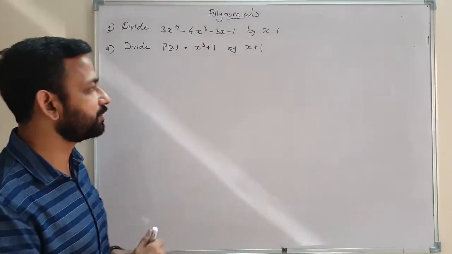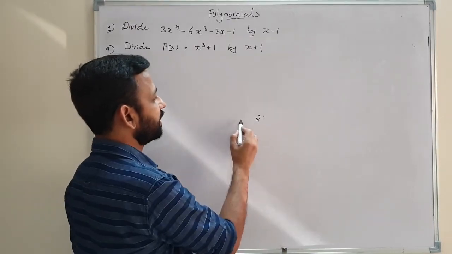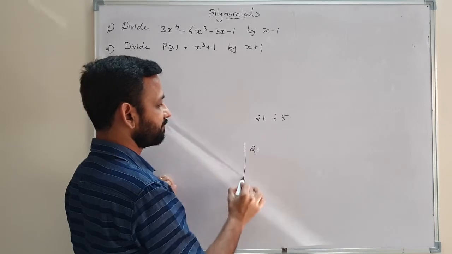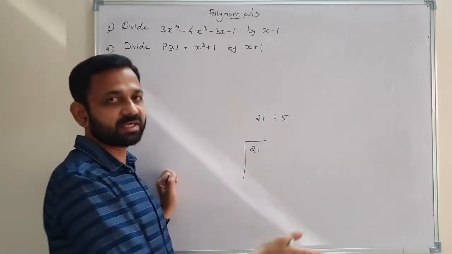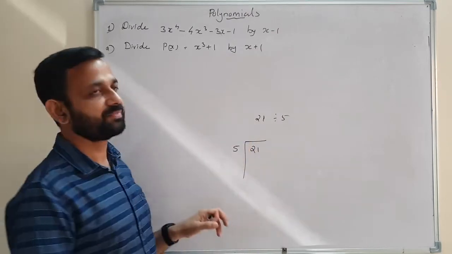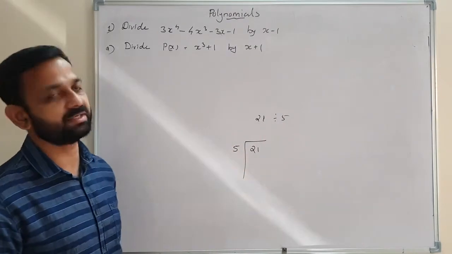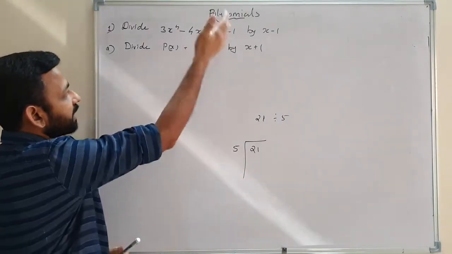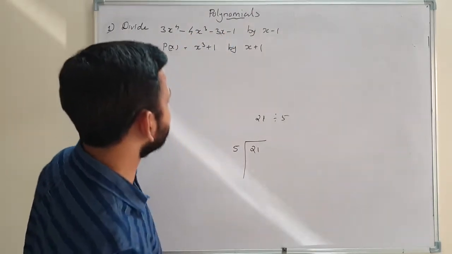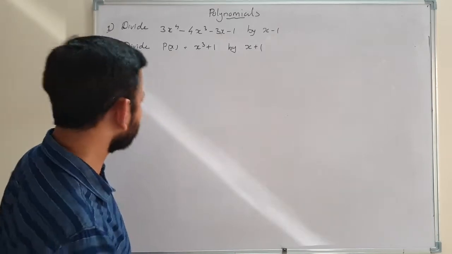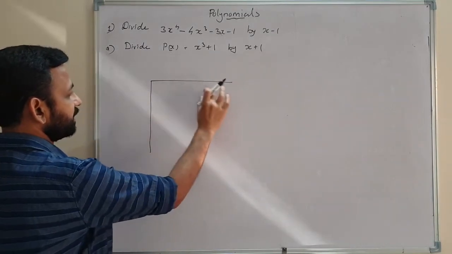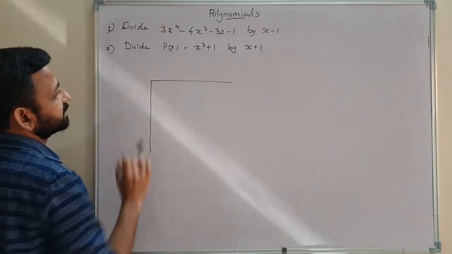So we know how to divide 21 by 5. 21 is the dividend. Dividend we write on the right side, and 5 will be the divisor, so that divisor we will write here. The same way we will write the dividend on the right side and the divisor on the left side.